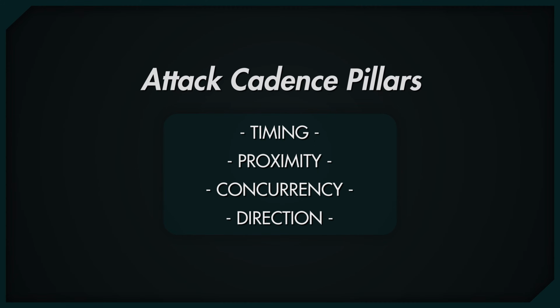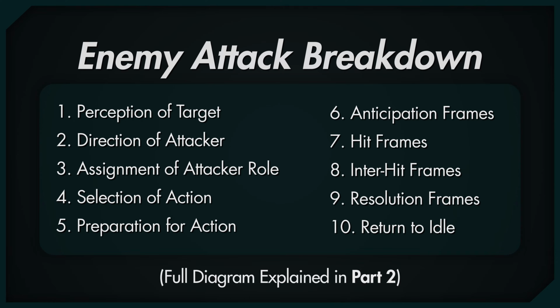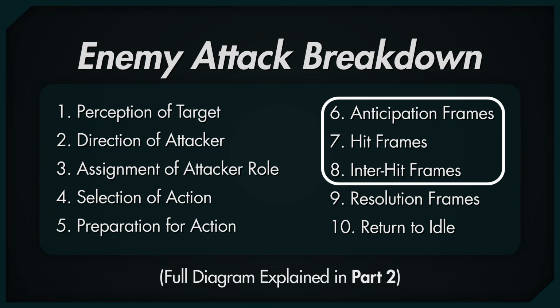The 3rd, 4th, and 5th parts of the essay talked about the first 3 pillars of timing, proximity, and concurrency. And now, the last pillar of enemy attack cadence is direction. Direction, like concurrency, is also determined before an individual attack actually activates, but it strongly impacts the timing, proximity, and concurrency elements of the attack and the player's understanding of those elements.